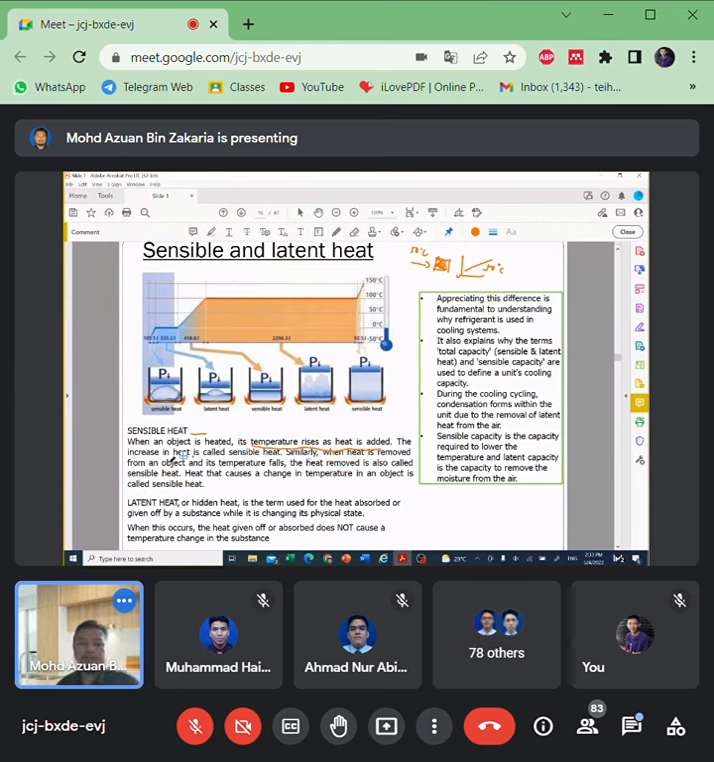Number two is latent heat. Latent heat is hidden heat. It is there but hidden. Why hidden? It is the term used for the heat absorbed or given by a substance while it changes its physical state. So latent heat is heat absorbed to change physical state. Okay, let's take this example.